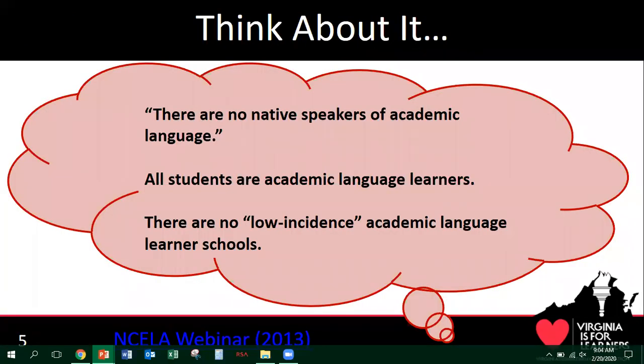So I wanted to start out thinking about what is academic language instruction, or who are we really gearing our instruction towards? So if you would take a moment to read these ideas.